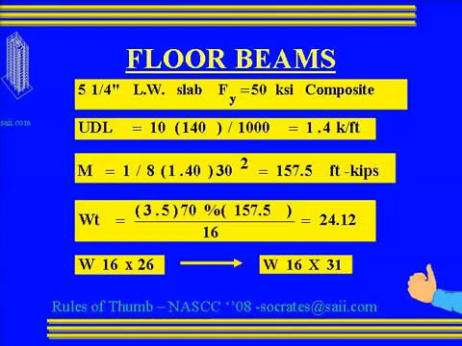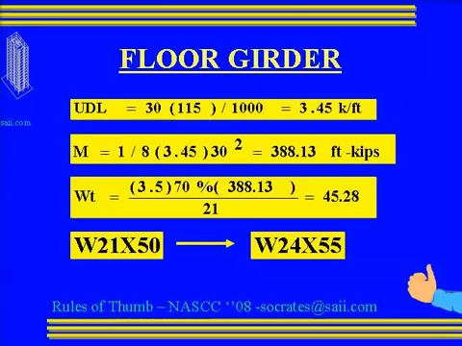For a girder, we don't even bother to try to put the point load on, just put it in as a uniform load. But we do have a reduced load now. You see 115 because the girder takes a lot more load. And the moment is 388. Therefore, if we use a 21-inch member, it would say 45 pounds per foot, whether it's a 21 by 44 or a 21 by 50.